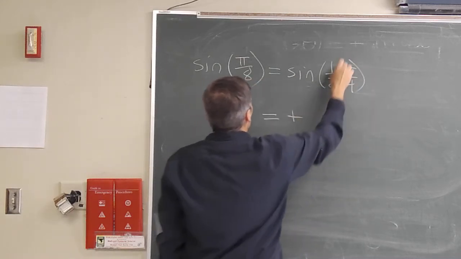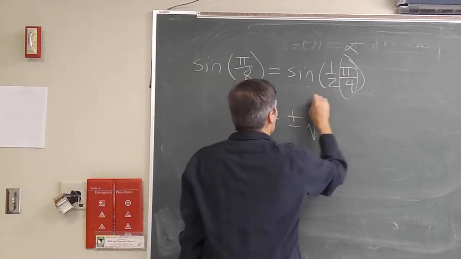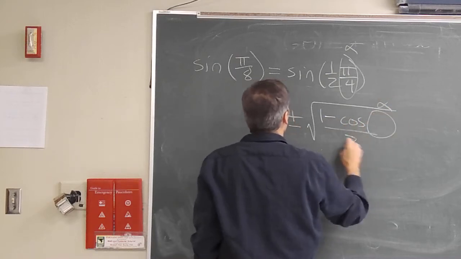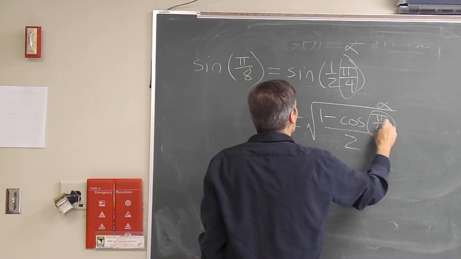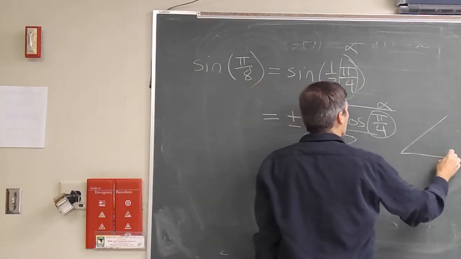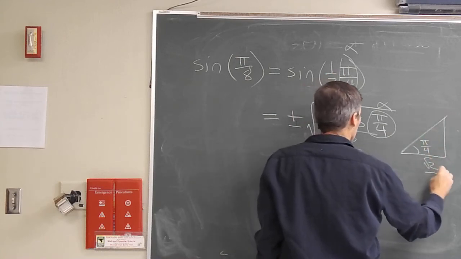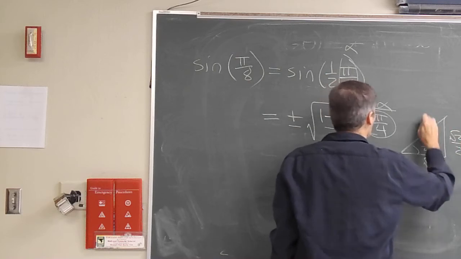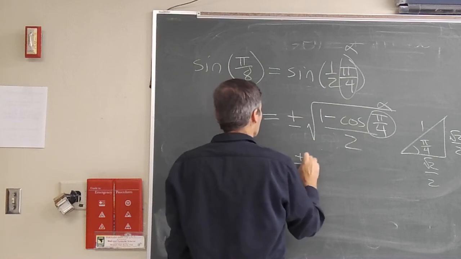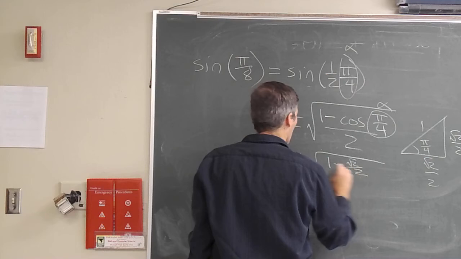By the half angle identity, thinking of this as alpha, the sine of 1/2 alpha is plus or minus the square root of 1 minus cosine alpha all over 2, where alpha is pi over 4. I know what the cosine of pi over 4 is from the unit circle, or since it's an acute angle, I just use the triangle, right? If this is pi over 4, then this is square root 2 over 2, square root 2 over 2, and this is 1, and the cosine is this over this, square root 2 over 2. So this is plus or minus the square root of 1 minus square root 2 over 2 all over 2.